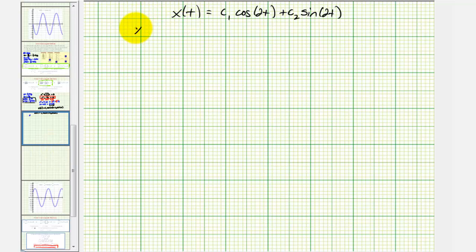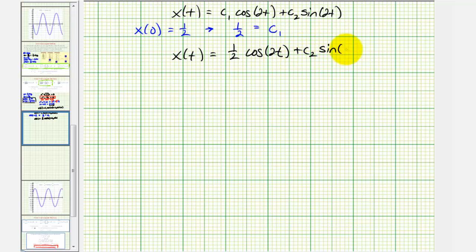And since we know that x of 0 equals 1/2, that means x of t is 1/2 when t is 0. So notice if t is 0, this would be cosine 0, which is 1. So we'd have c sub 1. And then here, if t is 0, this is sine 0, which is 0. So this just leaves us with c sub 1 equals 1/2. So now we know that x of t must equal 1/2 cosine 2t plus c sub 2 sine 2t.